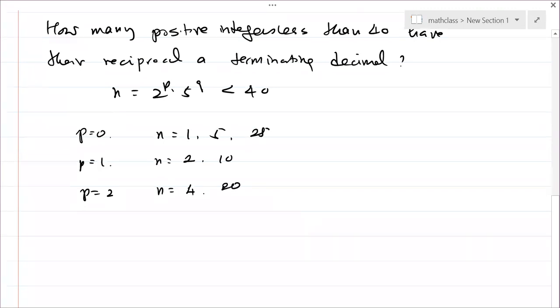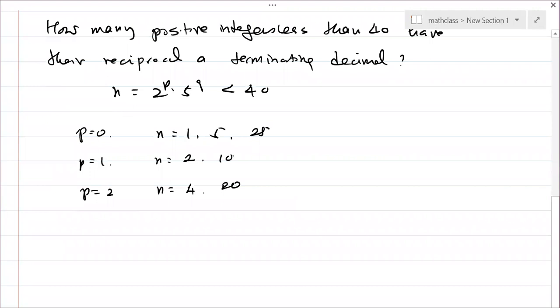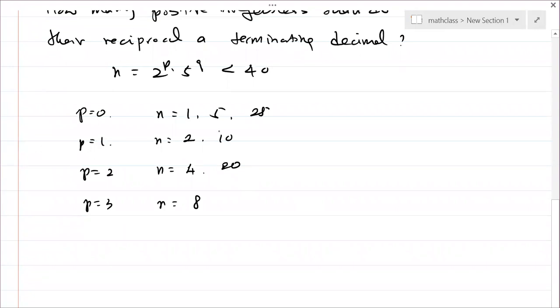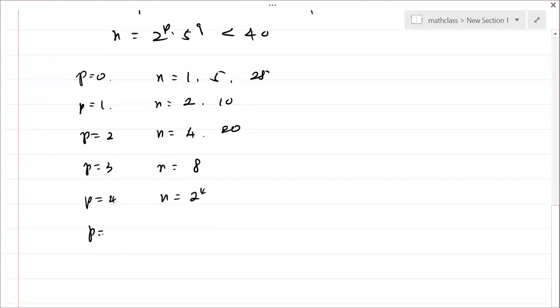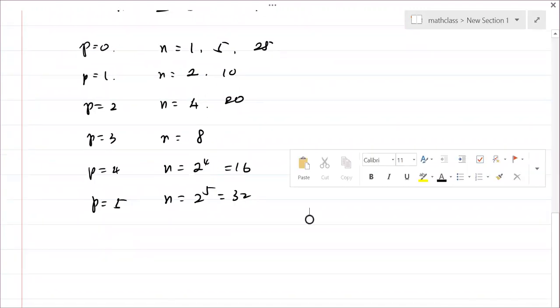So 4 times 5 is 20. Just multiply the first line by 2. And then p equals 3, n equals 8. After that, 8 times 5 is already 40. So p equals 4, n equals 2 to the 4th power, 16, still less than 40. And p equals 5, 2 to the 5th, 32. You stop here, then you count all of them. So you have to find a way to list all possible solutions.